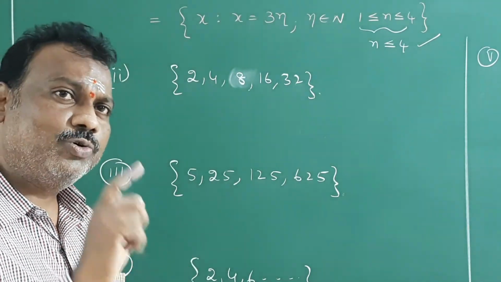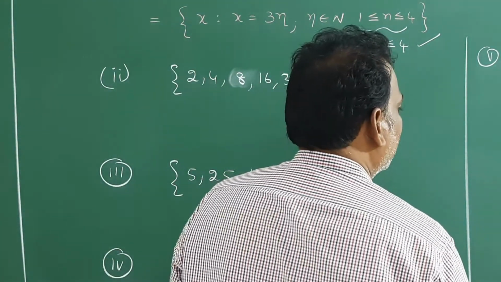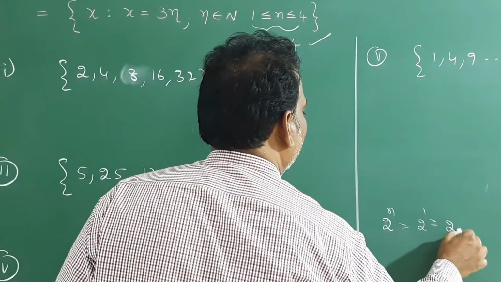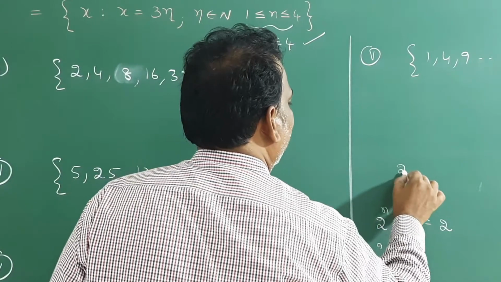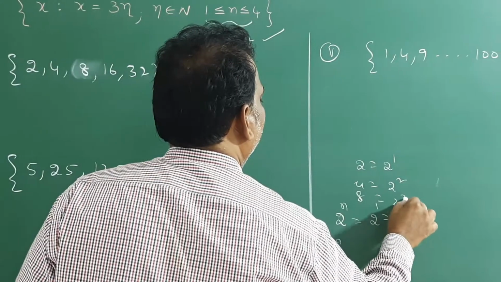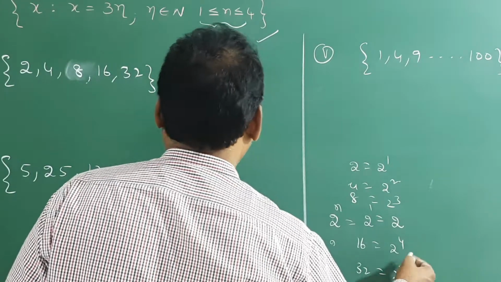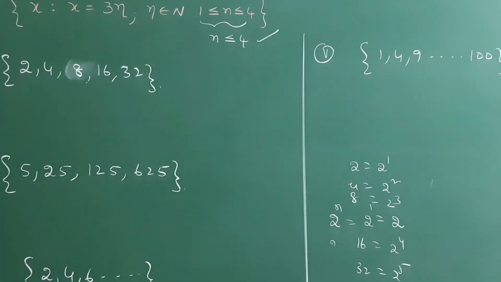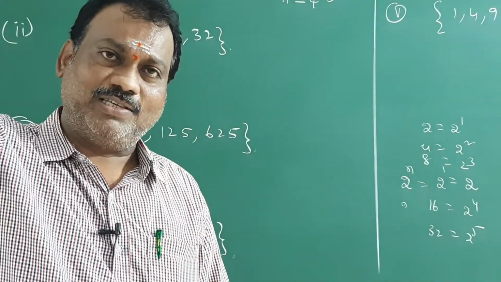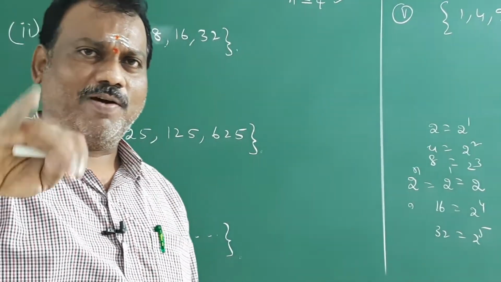Yes, they are 2 raised to the power n. That means they are in the format of 2 power n. If you put n as 1, 2 power 1 is 2. 4 you can write as 2 square, 8 as 2 cube, 16 as 2 power 4, 32 as 2 power 5, like that. So they are not multiples of 2, they are powers of 2. 2 power 1, 2 power 2, 2 power 3, 2 power 4, 2 power 5, like that.